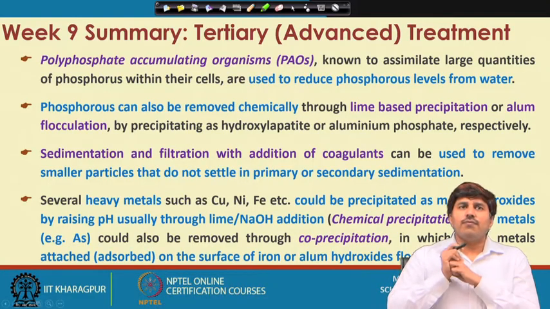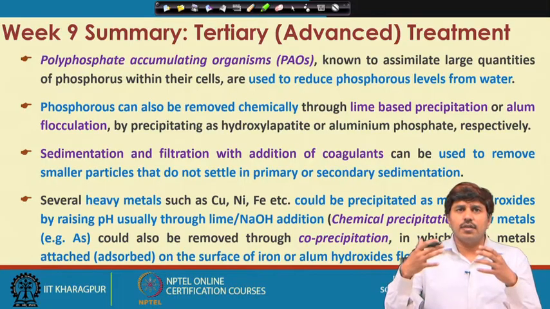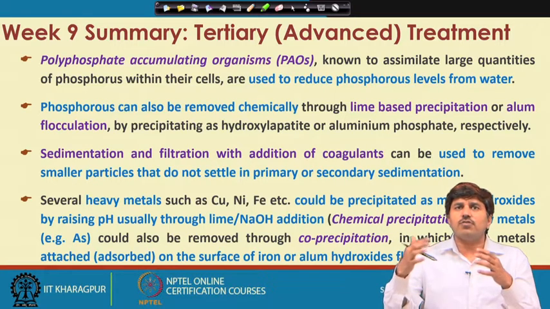For the removal of phosphorus, there are biological techniques which take advantage of certain species which are called polyphosphate accumulating organisms, or PAOs.